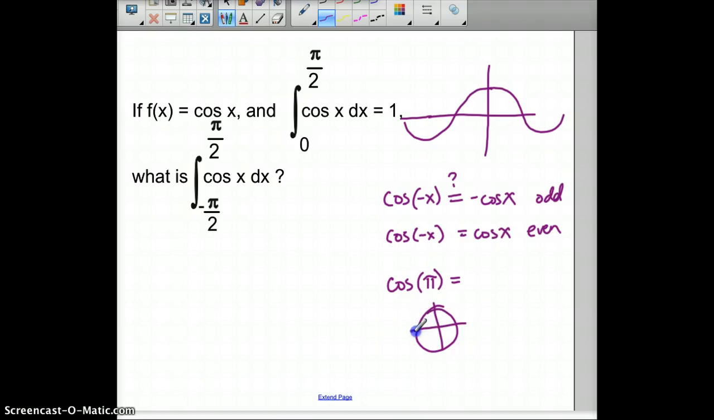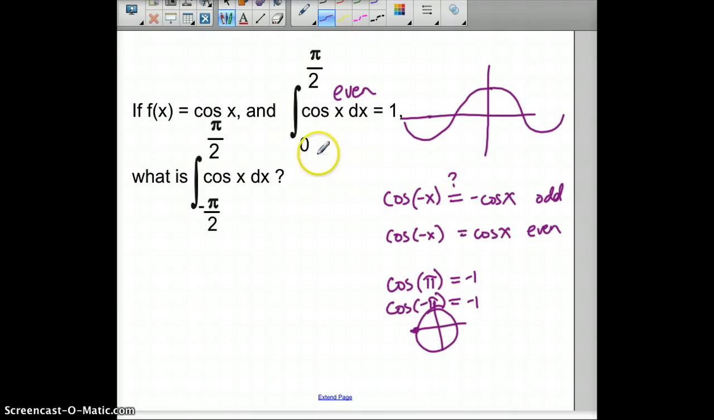here's your unit circle, there's pi, cosine is negative 1. What's cosine of negative pi? Negative pi goes this way, it's also negative 1. So those two are equal to each other. So cosine of negative x is the same thing as cosine of positive x. So cosine is an even function.